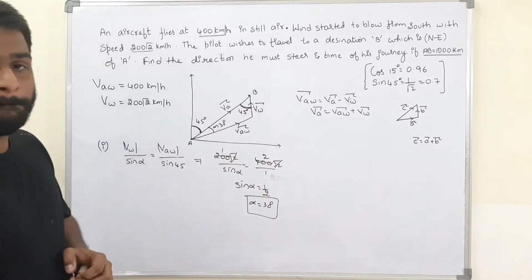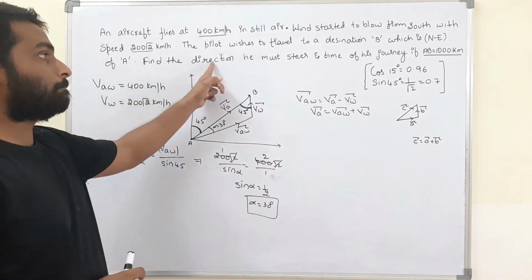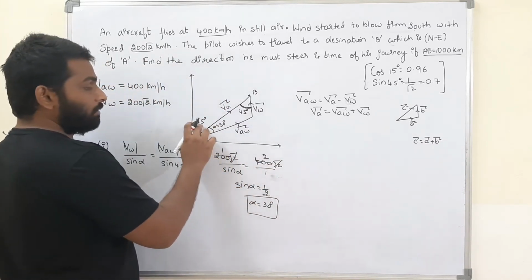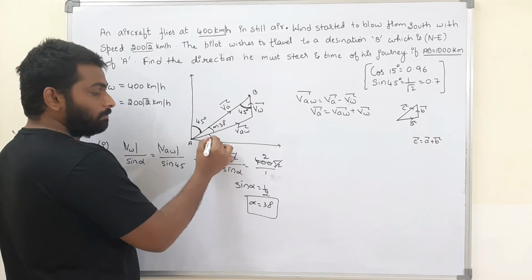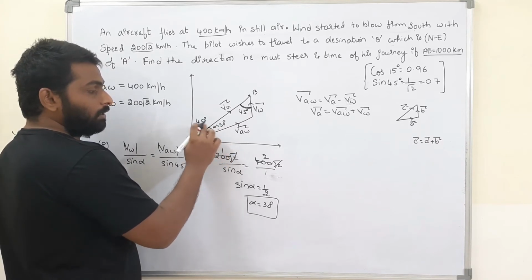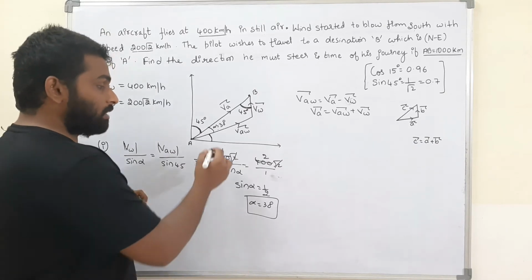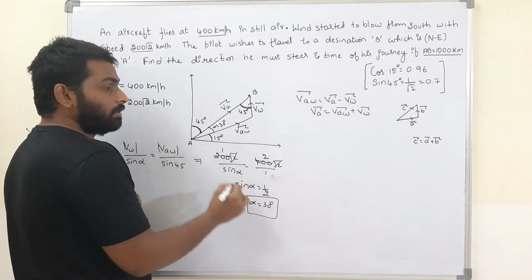I think it is clear. Therefore, what is the direction? If it is 30, if it is 45, what is this angle? 30 plus 45 is how much? 75. Therefore, what is the angle? This angle is 15 degrees. Therefore, what can I write?